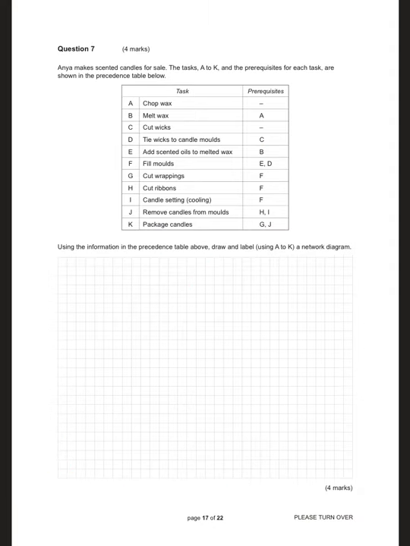Anya makes scented candles. That sounds about right. The task A, the prerequisites are shown in the table below. Using the information drawn, label using A to K a network diagram. It's only asking me to do a network diagram, no scan, so I'm just going to draw it with dots. Start here.